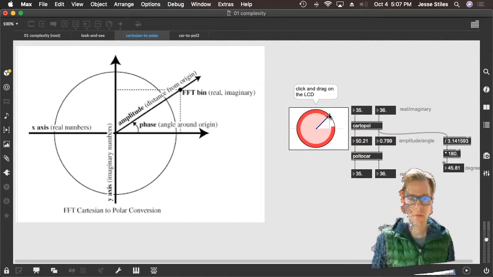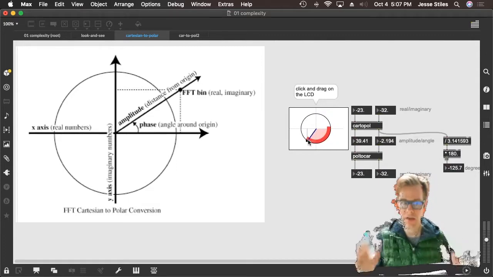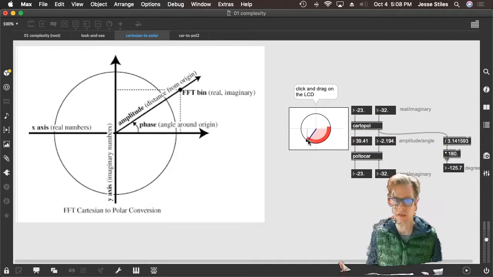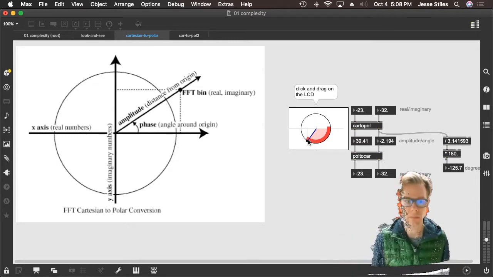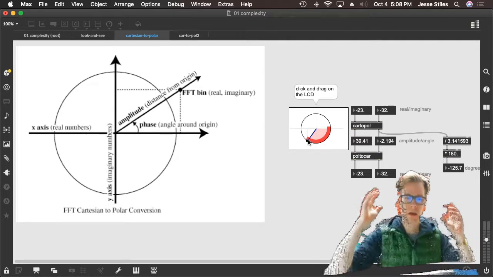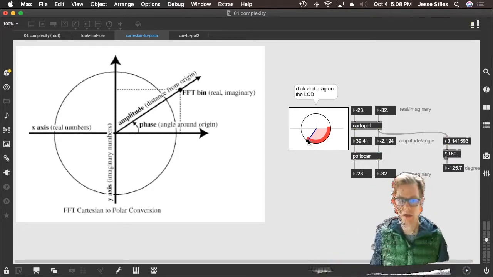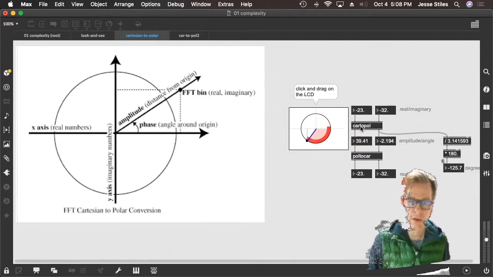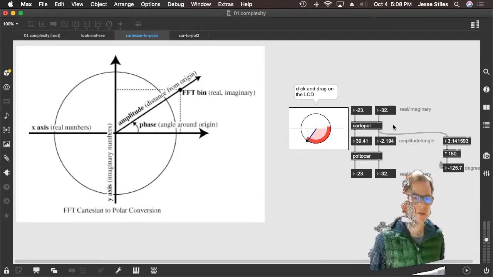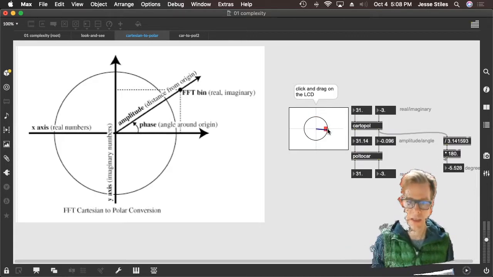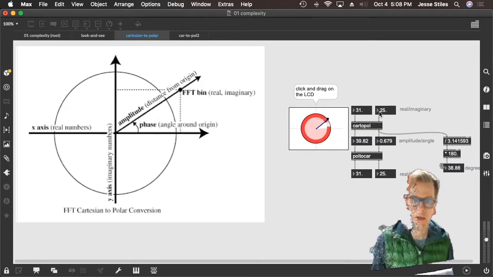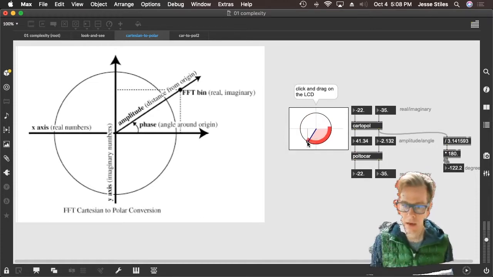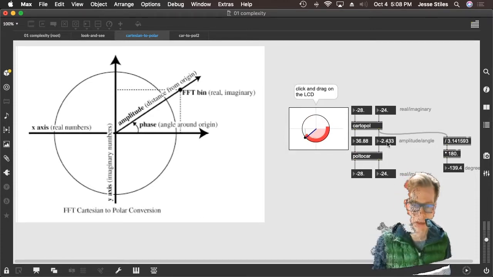Now, we might want to actually directly understand the amplitude and the phase to do useful things to the spectrum. So to convert the complex real imaginary numbers into amplitudes and phases, we can use an object called car-to-pole, and that stands for Cartesian to polar coordinates. So Cartesian to polar coordinates takes the Cartesian coordinates. Cartesian coordinates are going to be the real and imaginary numbers. And then the output is the amplitude and the angle.